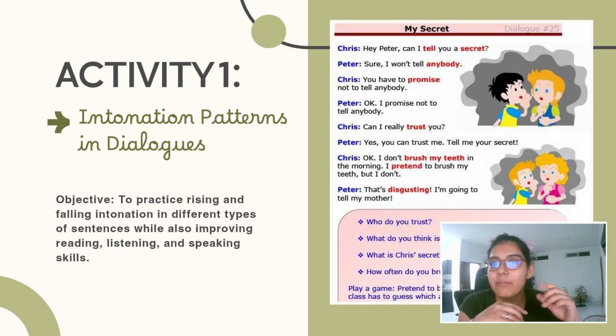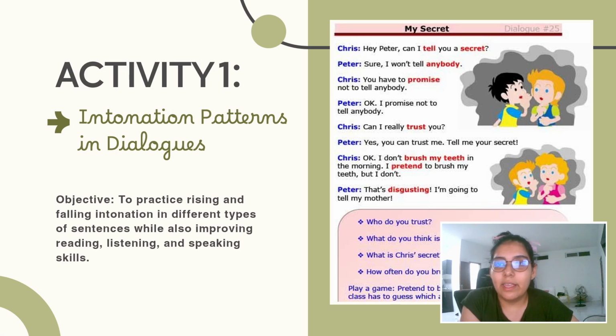Objective: to practice rising and falling intonation in different types of sentences while also improving reading, listening, and speaking skills. The materials we need are scripts of short dialogues with various intonation patterns. The procedure is that the students listen to recordings of the dialogues, paying attention to intonation. In pairs, they practice reading the dialogue aloud, mimicking the intonation patterns. The students then perform the dialogues for the class, focusing on correct intonation.